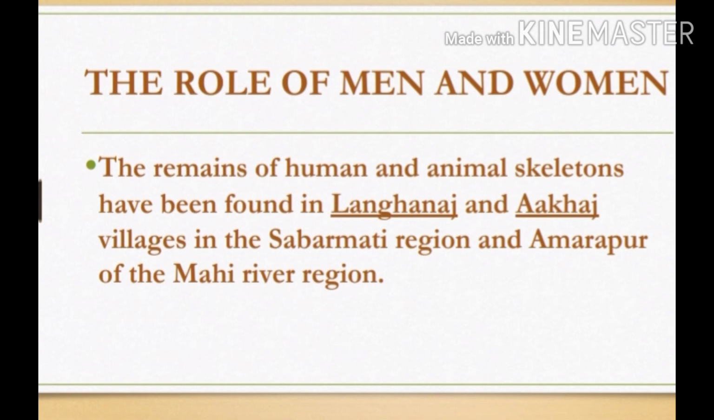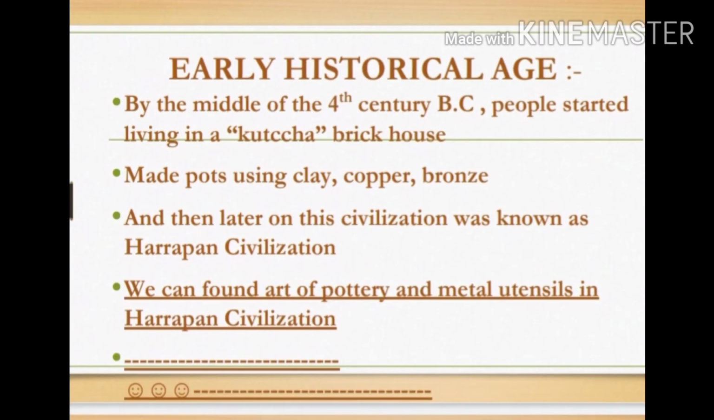Fine. But the most important thing is the remains of human and animal skeletons have been found in Langhanj and Akhaj villages in the Sabarmati region and Amarpur of Mahi River region. Most important question, the remains of human and animal skeletons have been found in Langhanj and Akhaj villages in the Sabarmati region and Amarpur of Mahi River region. Okay, fine. Up to this clear?